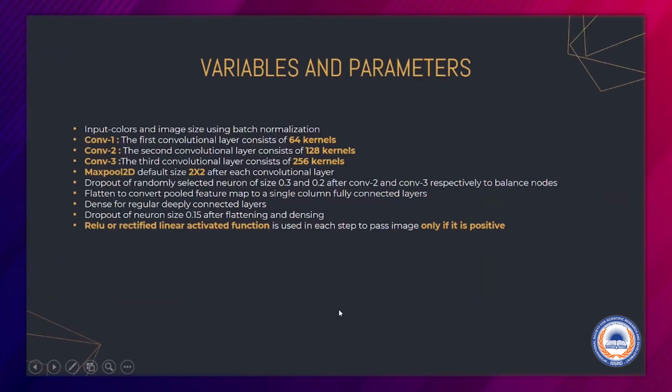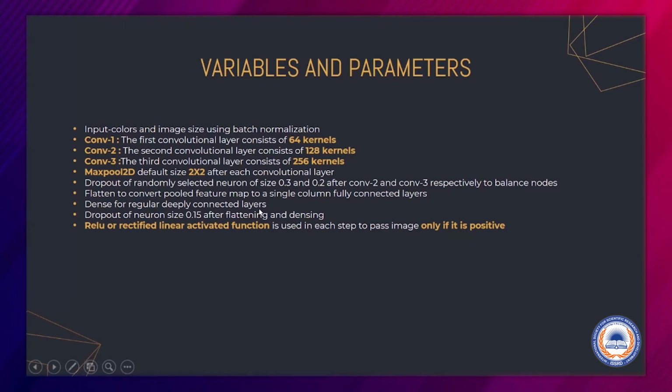Here are the variables and parameters. We used input colors, image size, and batch normalization. The first layer contains 64 kernels, the second layer contains 128 kernels, and the third layer consists of 256 kernels. The pooling size is 2 by 2 after each layer. If you look, every time it doubles.